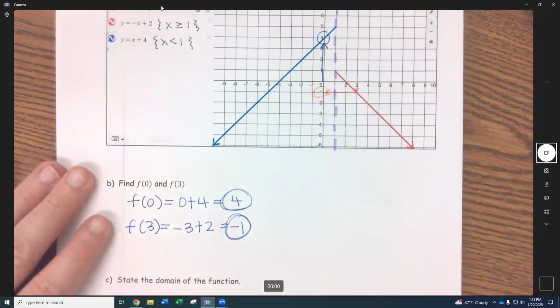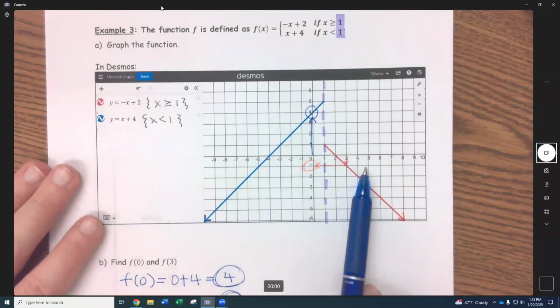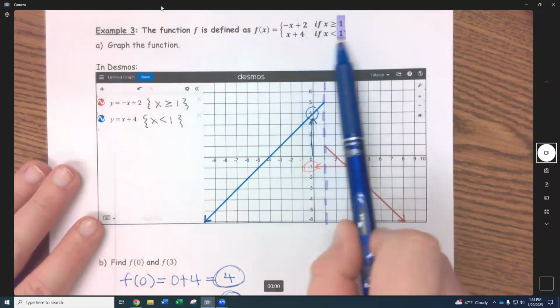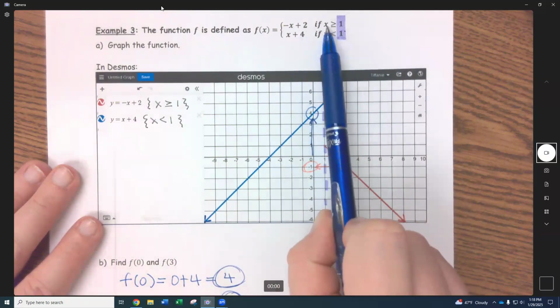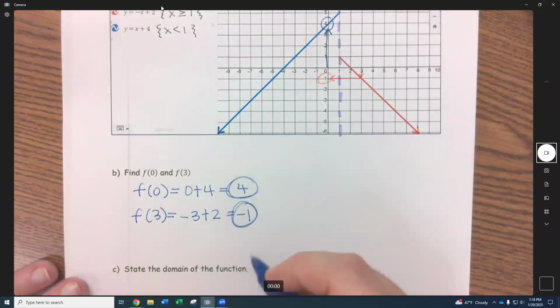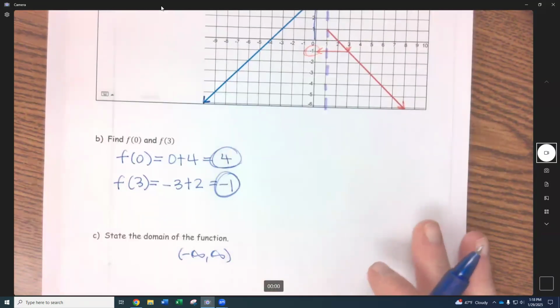Okay, what is the domain? You can look at the graph going left to right, or just look at this domain here. We have every number bigger than 1, equals 1, and less than 1. We are talking about every number, all real numbers.